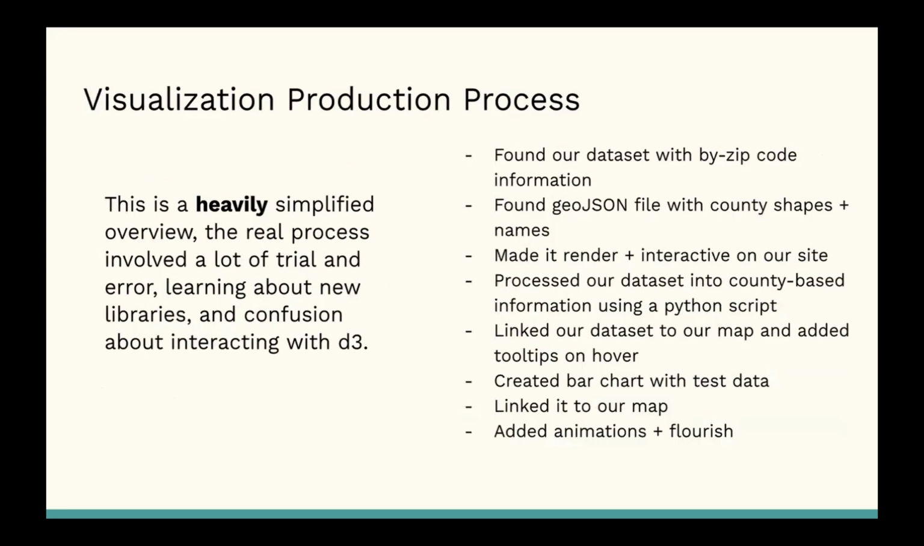So this is a pretty simplified overview of our whole production process. It actually involved a lot more trial and error and learning than it says right here. But the simplified process we used was we found our data set, which was organized by zip code. We found a GeoJSON file with county shapes. So we first made that render on our site. Then we had to link our data to our map. So we had to process that data into county using a Python script.